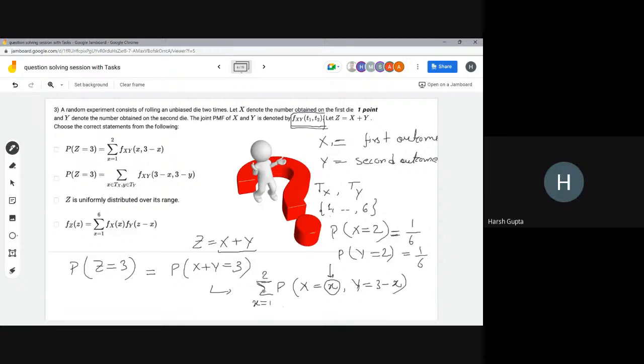Why is it so? Why are we going 1 to 2? We can go 1 to 3. Maximum is 3 now. Summation will be 3. The die will not show the 0, right? So y equal to 3 minus x will show.